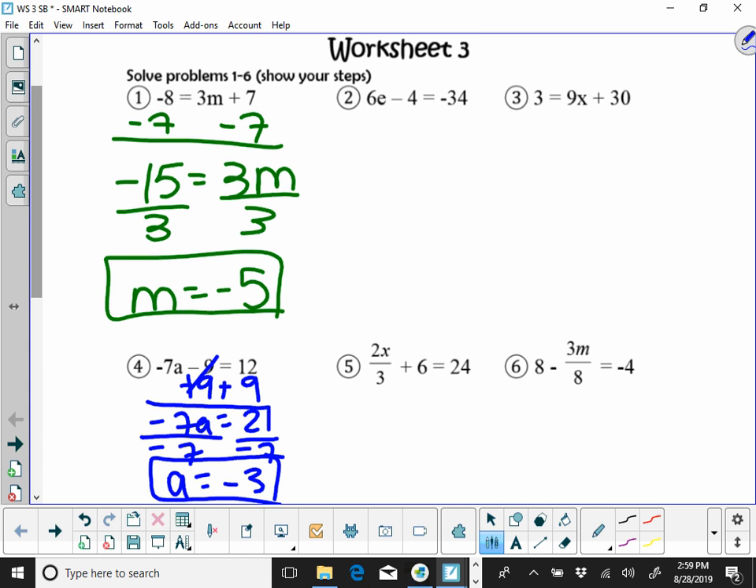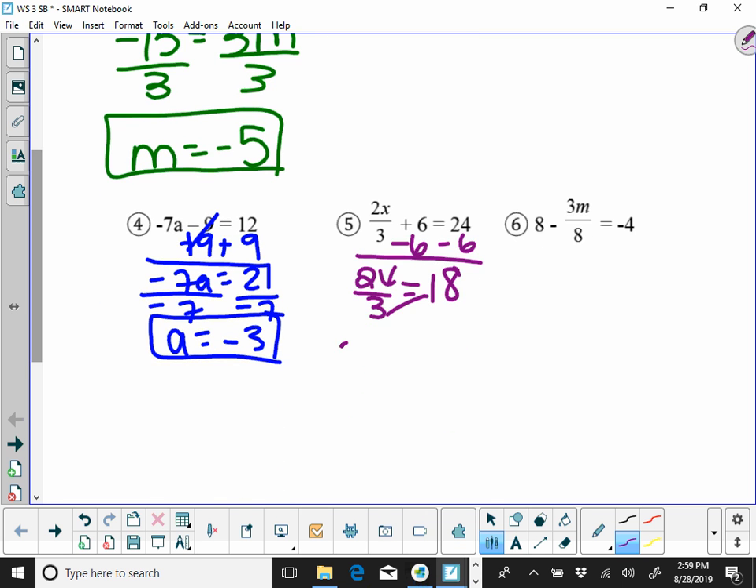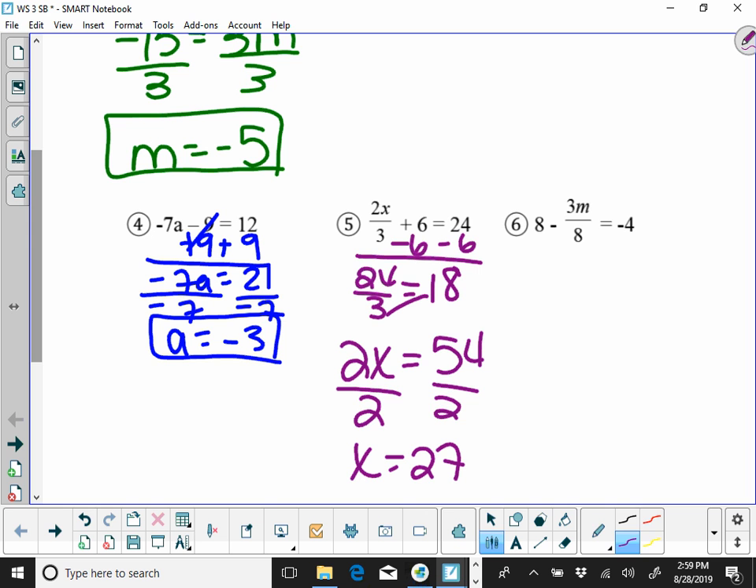Okay, on number 5, the first thing we're going to move is going to be your 6. So I'm going to subtract 6. So 2x over 3 is going to equal 18. Okay, then I'm going to multiply by 3 next. So 18 times 3 is going to be 54. And divide by 2, and our x should be 27.